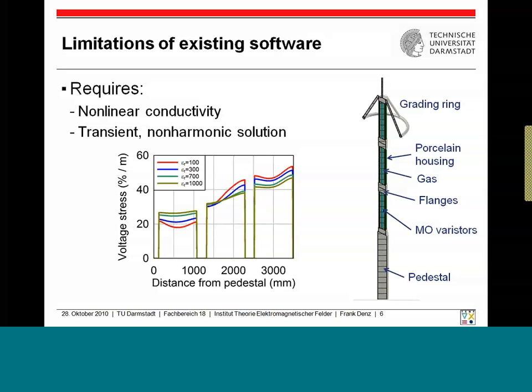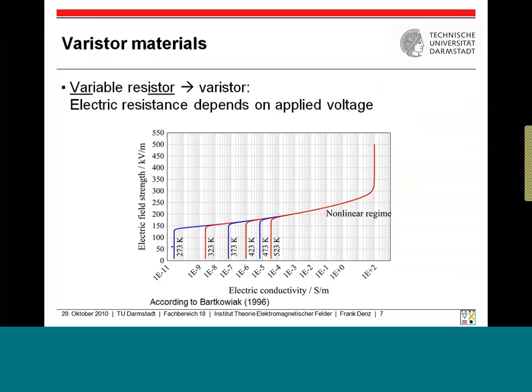And I already said that the metal oxide varistors have a nonlinear electric conductivity. The conductivity depends on the electric field strength. They are called varistors because their characteristic property is that they have a variable resistivity. At the bottom, there is a plot which was derived by Bartkowiak almost 15 years ago. It is showing the behavior of the electrical conductivity as a function of electric field strength over a wide range.